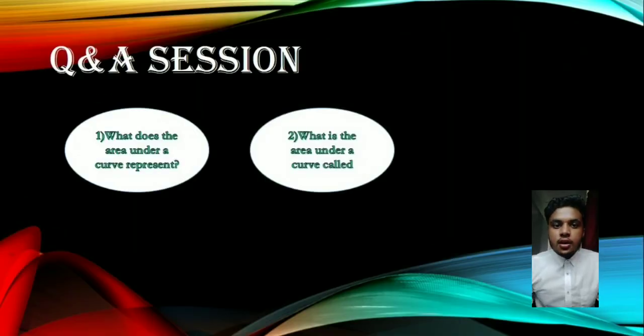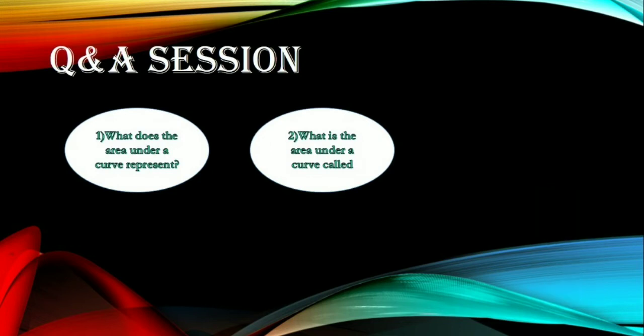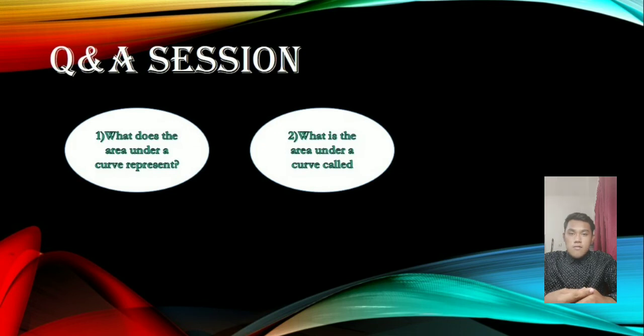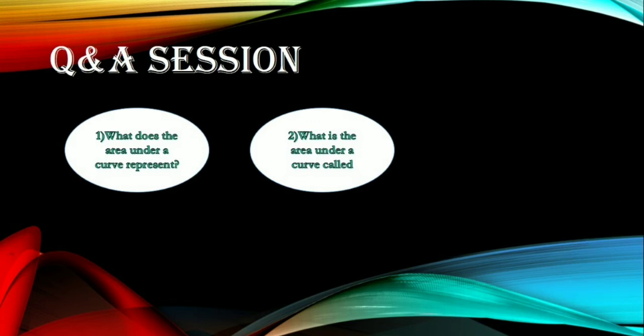Q&A session. Question 1. What does the area under a curve represent? The answer to question 1 is that the area under a curve basically signifies the magnitude of the quantity that is obtained by the product of the quantities signified by the x and y axes.